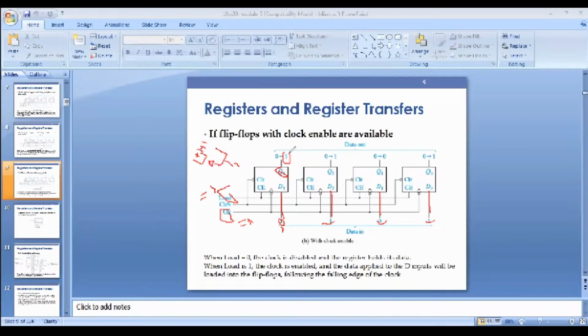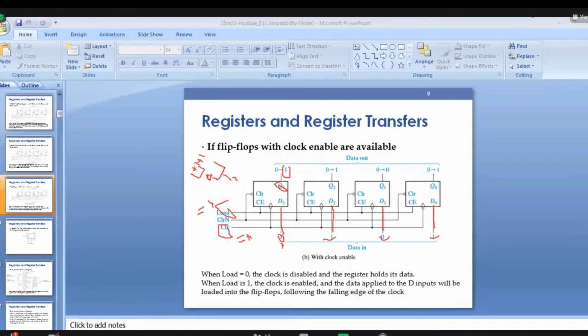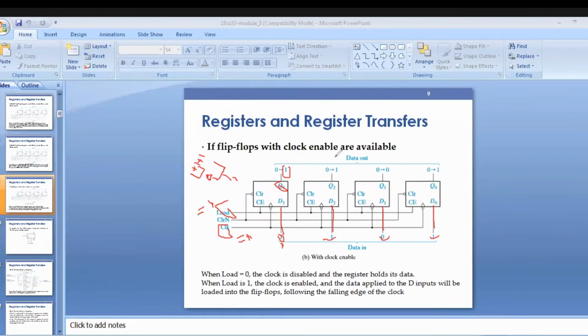Sir, can you repeat this? Sir, see here, don't get confused for the external examination. I will show you one second. Here there are 4 flip-flops, clear? This is my input, correct? This input I can load to the D flip-flop. While loading, when it is 1, clock is enabled. Clock is enabled is nothing but we can consider it as 1.